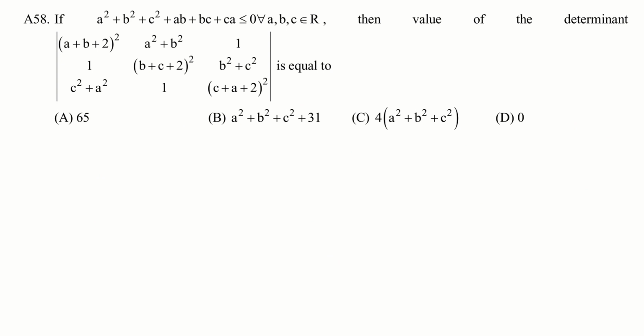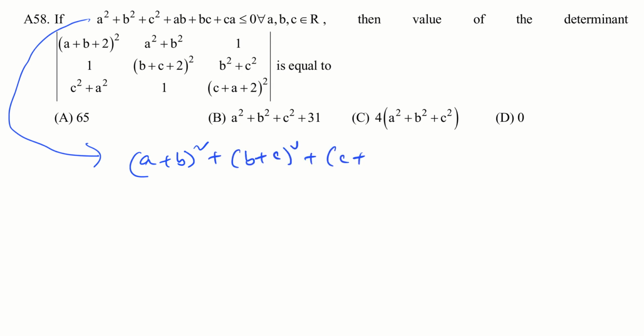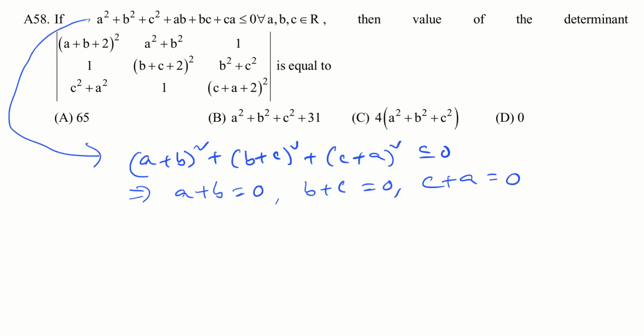Multiplying by 2 on both the sides in the given inequality, you can see that it becomes a plus b whole square plus b plus c whole square plus c plus a whole square is less than or equal to 0. Now as a, b, c are real numbers, and as sum of the squares is less than or equal to 0, I'll get that each one must be equal to 0. That means I'll have a plus b is equal to 0, b plus c is equal to 0, and c plus a equal to 0. Now if I add all of them, I'll get a plus b plus c is equal to 0. Thereby I'll get a equal to b equal to c equal to 0.